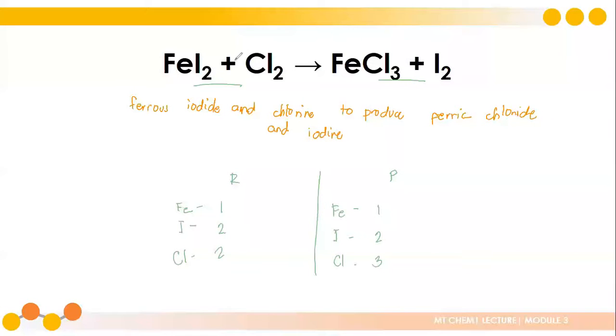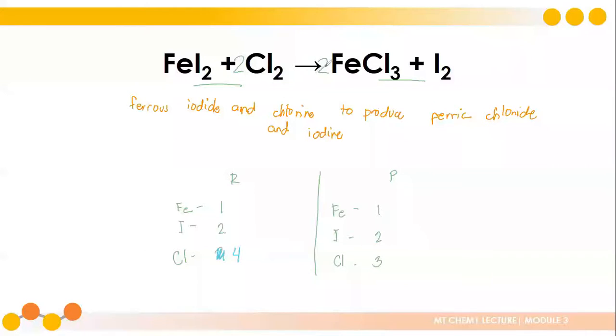So let's try to put 2 in this one, making the chlorine count 4. But still it's not balanced, because the reactant side now has 4 atoms of chlorine, while the product side has 3 atoms. What we need to do now is increase the product side, where chlorine is. So let's put 2 in this compound.